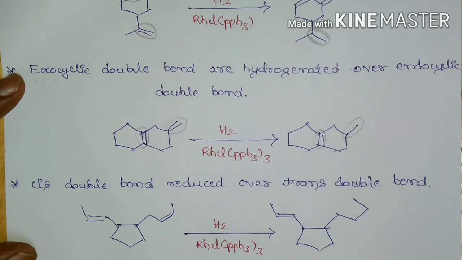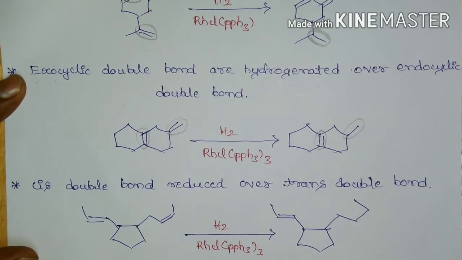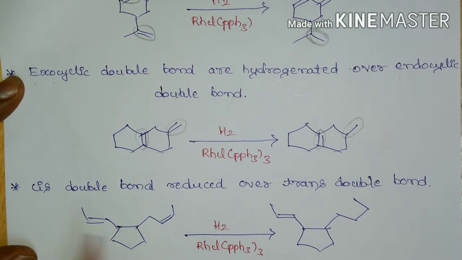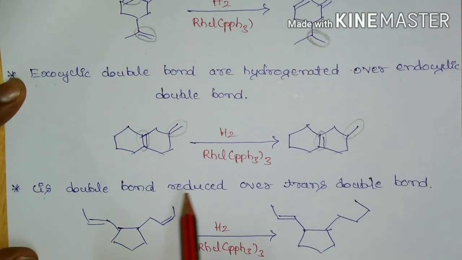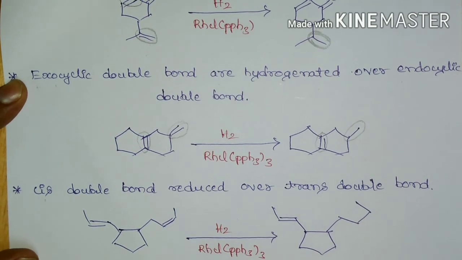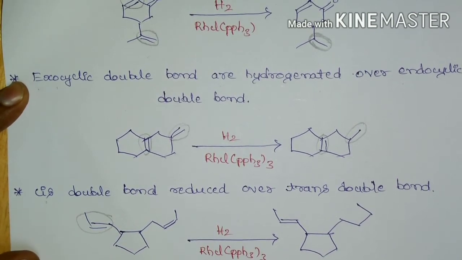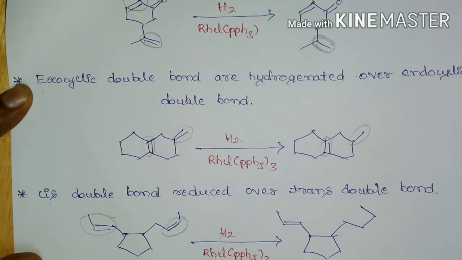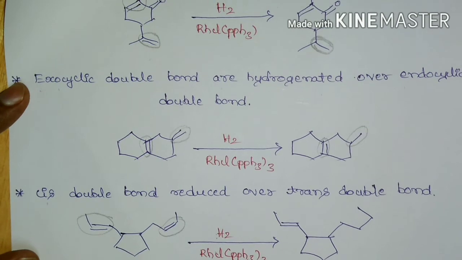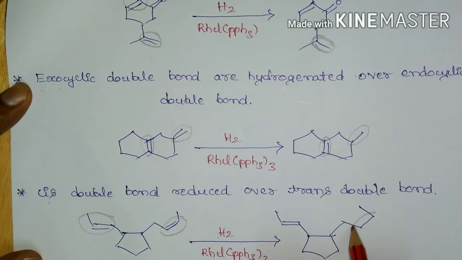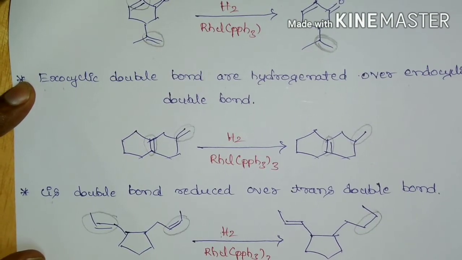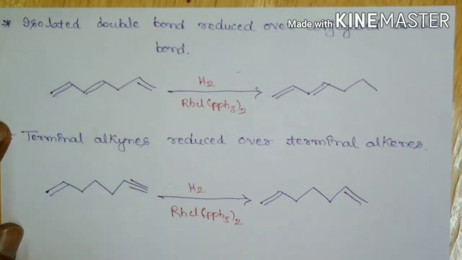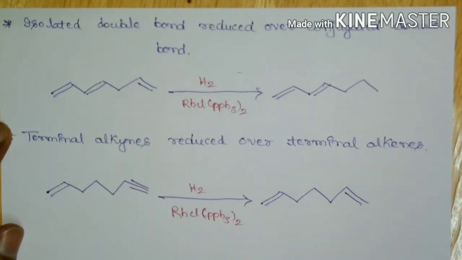Another important selectivity: if we have cis and trans double bonds in the molecule, Wilkinson catalyst will reduce the cis double bond over the trans double bond. Here this is a trans double bond and this is a cis double bond. If we do the hydrogenation with Wilkinson catalyst, it will reduce only the cis double bond rather than the trans double bond.